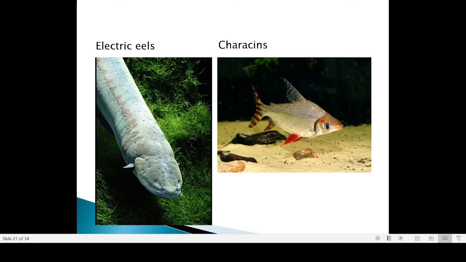And they are mostly used as aquarium fish. You might have heard about a fish called tetra. Many of you might have. And these characins are related to tetra. It's a common aquarium fish, closely related to the tetra fish which we usually grow in aquariums here. So these are some of the features of characins and also the electric eel.